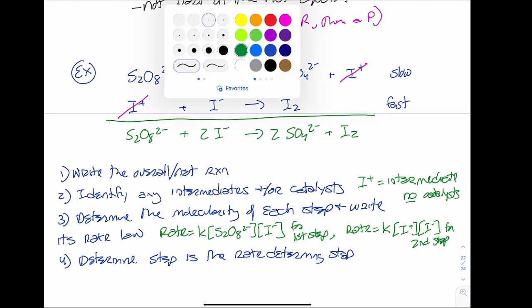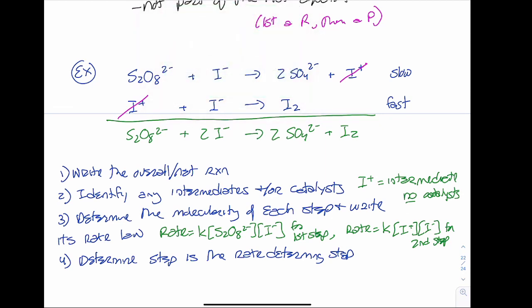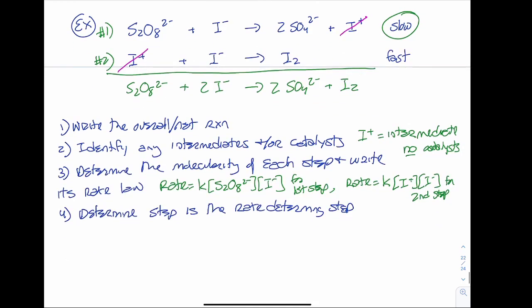Which step is my rate determining step? My rate determining step is going to be the slowest step of my reaction, and that's my first step. So the slowest step is going to be step number 1. Guess I should have numbered these here. So the first step.